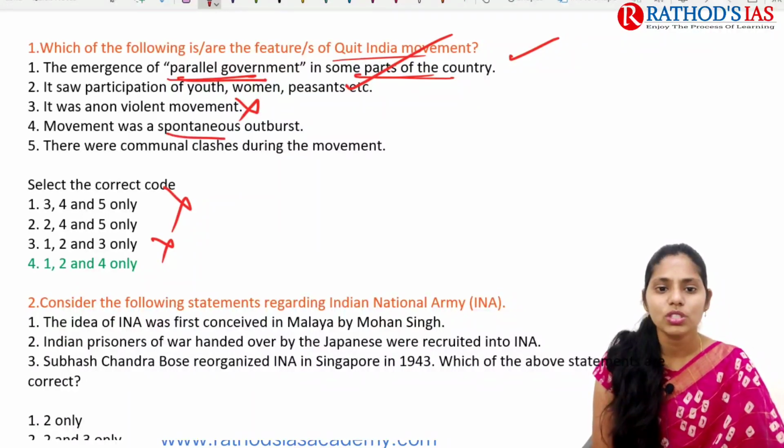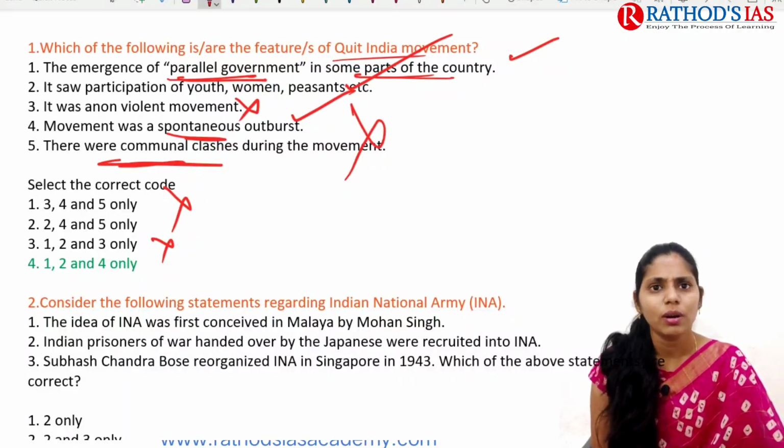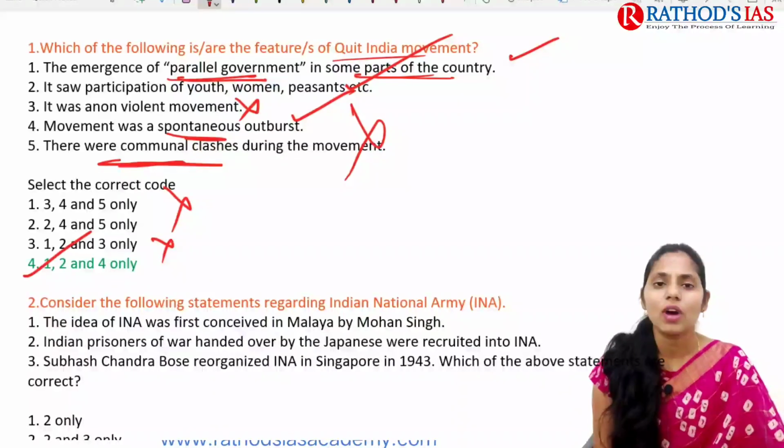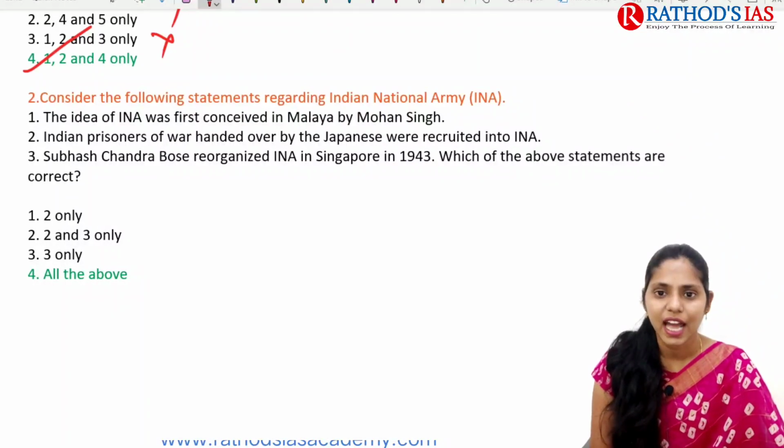This one says the movement was a spontaneous outburst. It is also correct. And there were communal clashes. There are no communal clashes. So the answer will be 1, 2 and 4. The next question is regarding INA, the Indian National Army.